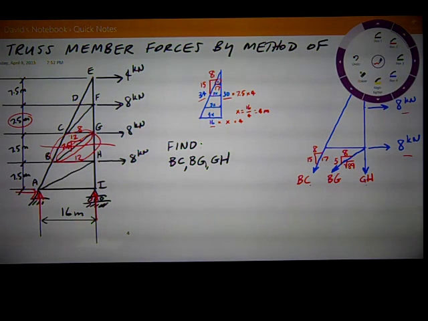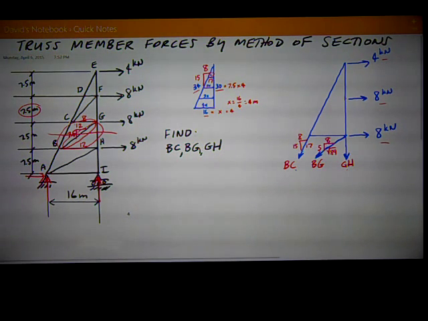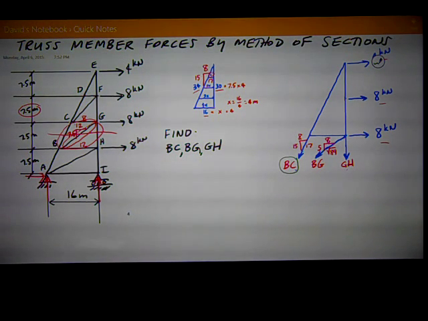The first one I'm going to solve is BC. So I'll do that in green here. To solve for BC, this member right here, I really want to sum moments about a point that intersects the other 2 members. And that, of course, is this point G. And so I want to sum moments about G. Everything's got to be in equilibrium. Sum of moments about any point is 0.